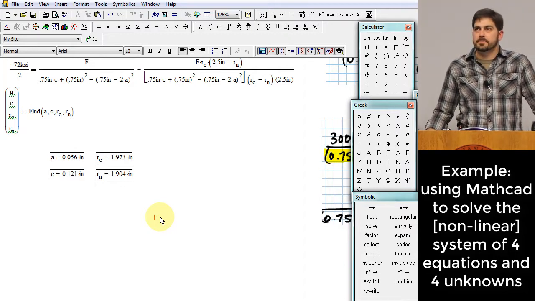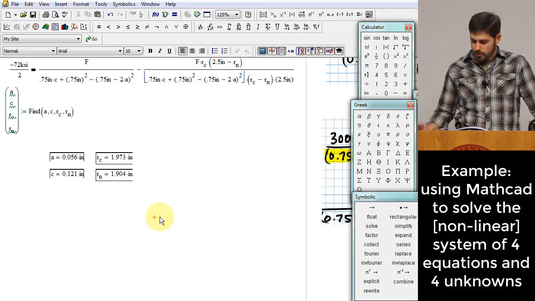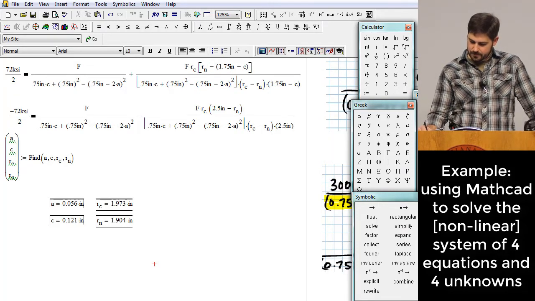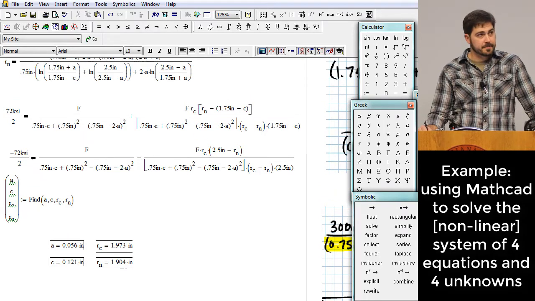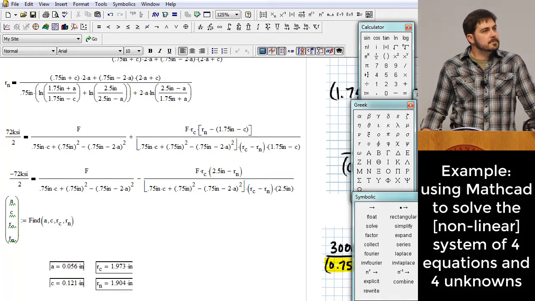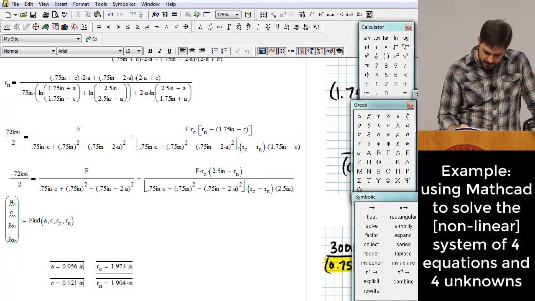Any questions? Yes, sir. What is the second term in each of those stress equations? The second term in each stress equation.